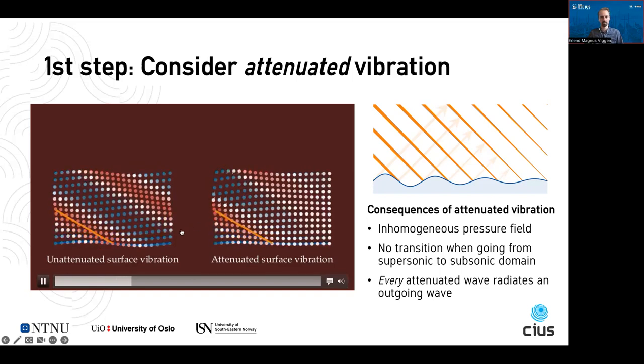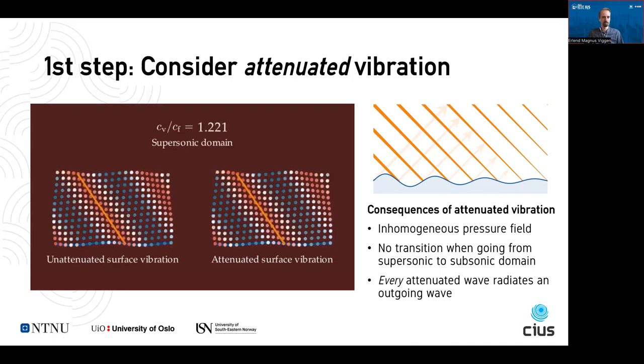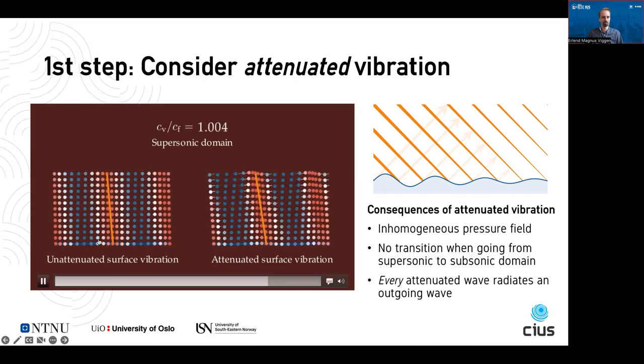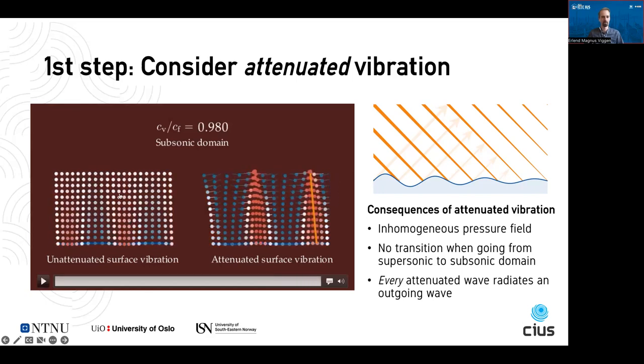Now we can look at the radiation. We can reduce the attenuation a bit to make things more clear, and we can go from the supersonic domain down towards the subsonic domain. As we near the transition between the two, which is called coincidence, we see a jump in the unattenuated surface vibration's pressure field as it goes from the supersonic domain to the subsonic domain, where the pressure wave becomes evanescent. This doesn't actually happen for the attenuated surface vibration. It still gives us an outgoing pressure wave, no matter how far into the subsonic domain we go.